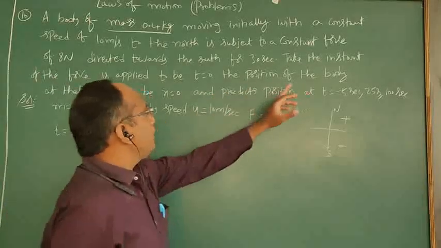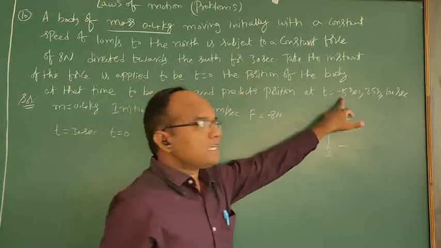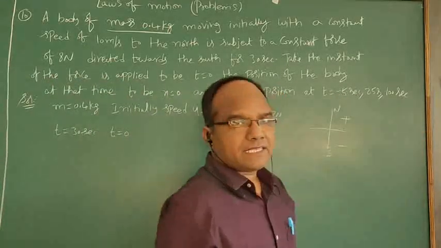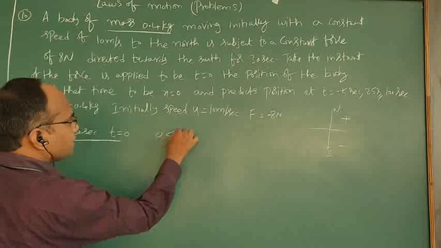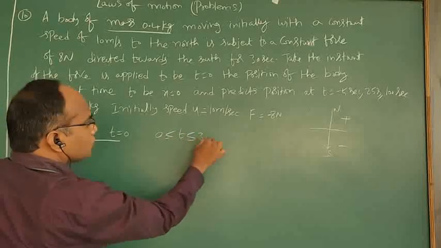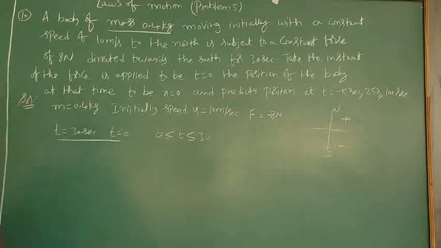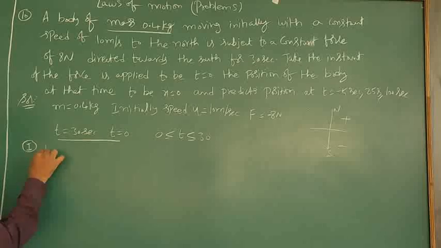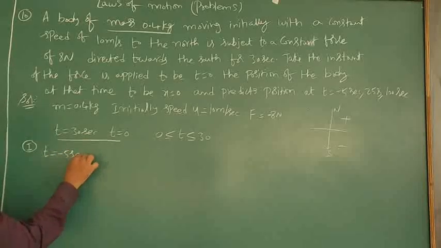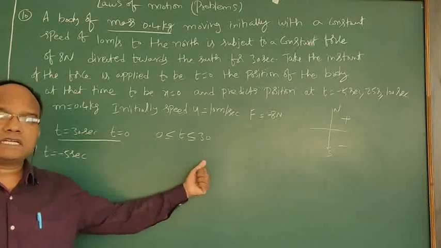The position of the body at that time will be x is equal to 0, and predict the position at t is equal to minus 5 seconds, 25 seconds, 100 seconds. So what is the meaning of this one? It means the time lies between 0 to 30 seconds. So first case, how much they are given? t is equal to minus 5 seconds. This minus 5 seconds does not lie between the 0 to 30 seconds.